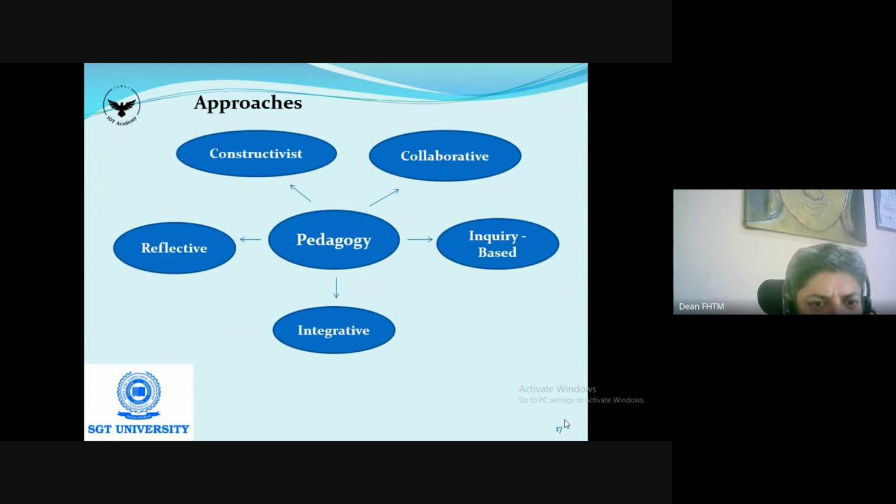Yeah. So these are also different approaches to pedagogy. You can have a constructivist approach where you build on it, a collaborative approach where people join together, collaborating and finding. There's an inquiry-based concept where a question is being searched and solutions are being sought. Integrative, it can be an integrative system of any of the above. Reflective, where you reflect, you think about the problem and you come up with solutions. Next.